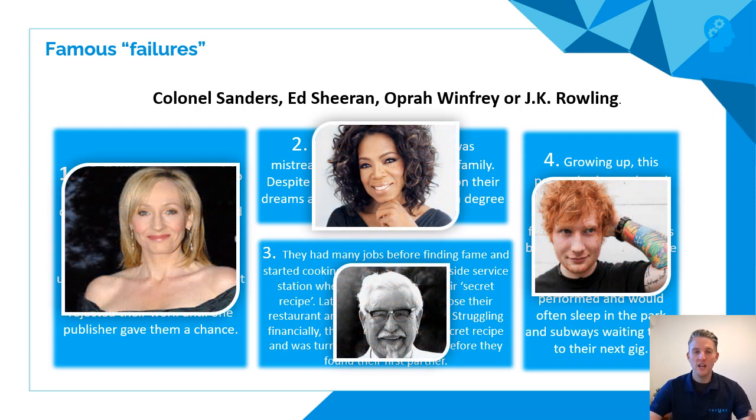So number 1 is J.K. Rowling, second is Oprah Winfrey, third is Colonel Sanders. You'll recognise that face now. And then 4 is Ed Sheeran. So they're all just really clear examples of the idea that maybe not everybody just has a certain path in life, and it's dependent on what you were born with or natural ability. The trick is to make the most of what you've got and keep improving and keep taking steps forward there.